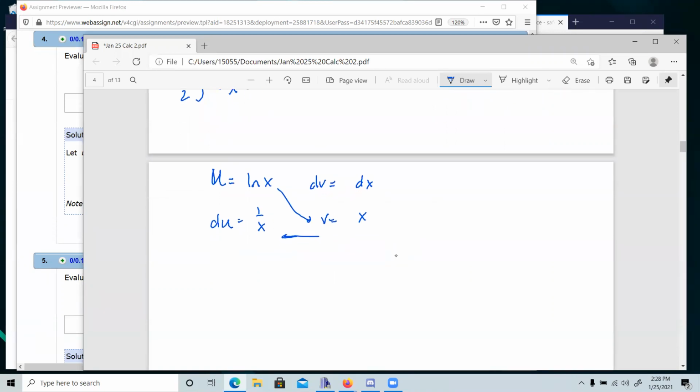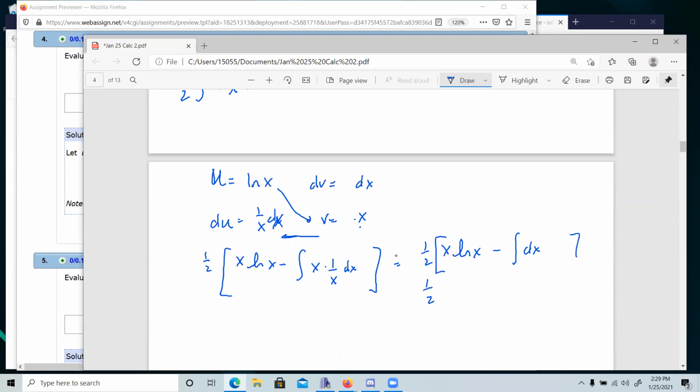So we're going to have uv, so that's x ln x, minus the integral of v du. So x times 1 over x dx. There's a 1/2 out in front here. So this is going to be 1/2 x ln x minus integral dx. Go ahead and integrate that. x ln x minus x.